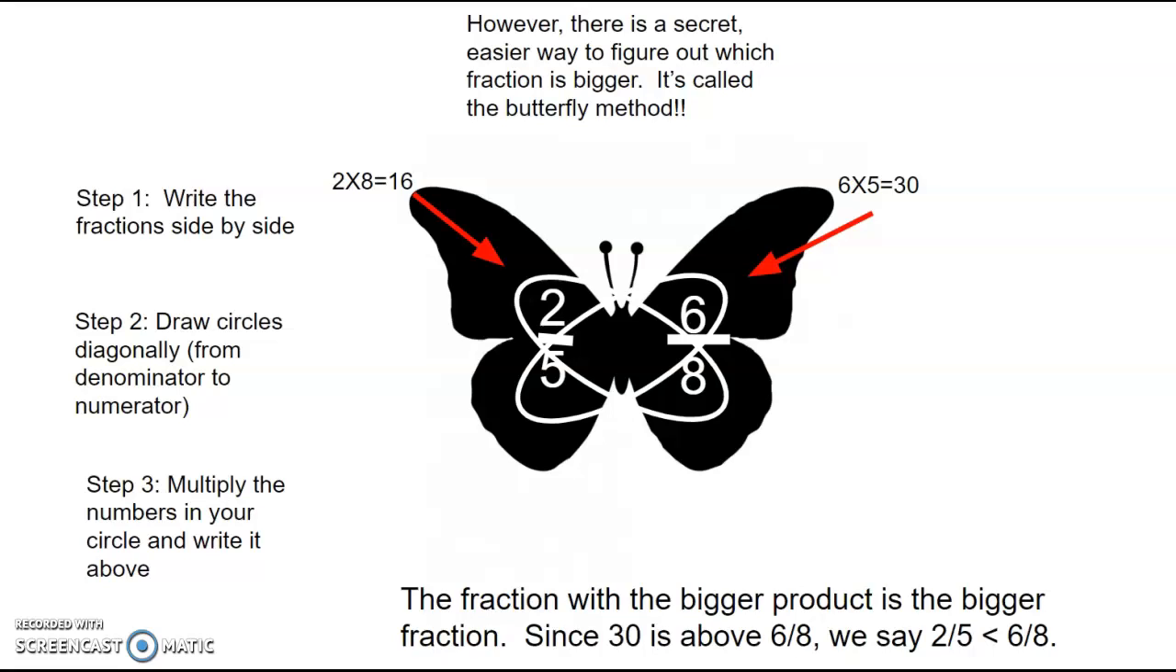You can see that 6 times 5 equals 30 is bigger than 16, which is what I got on the other side. So therefore, we would say that 2/5 is less than 6/8. Easier way than finding a common denominator. So grab your whiteboards. We're going to practice a few. I'll give you a second to go get your whiteboard.